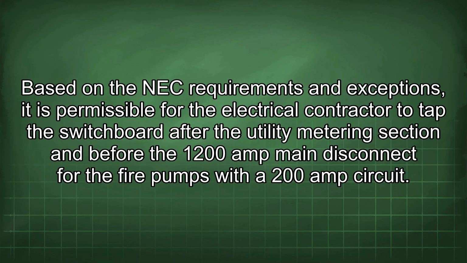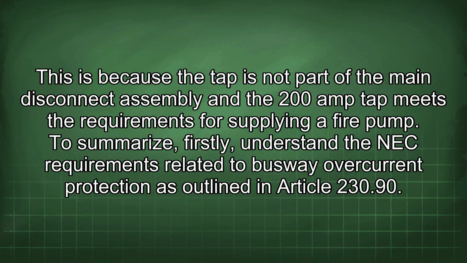Based on the NEC requirements and exceptions, it is permissible for the electrical contractor to tap the switchboard after the utility metering section and before the 1200 amp main disconnect for the fire pumps with a 200 amp circuit. This is because the tap is not part of the main disconnect assembly and the 200 amp tap meets the requirements for supplying a fire pump.